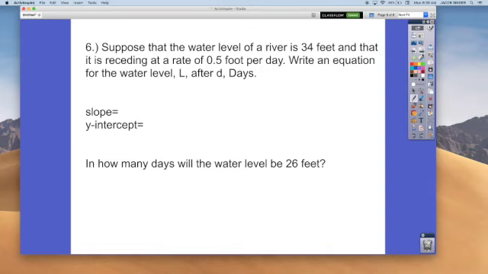So what does this equation look like? This is a different one than we've done so far. But remember, I still want it to be the same thing: y equals mx plus b. Okay, let's go to work on it. They said to use L for our water level. That's our y.